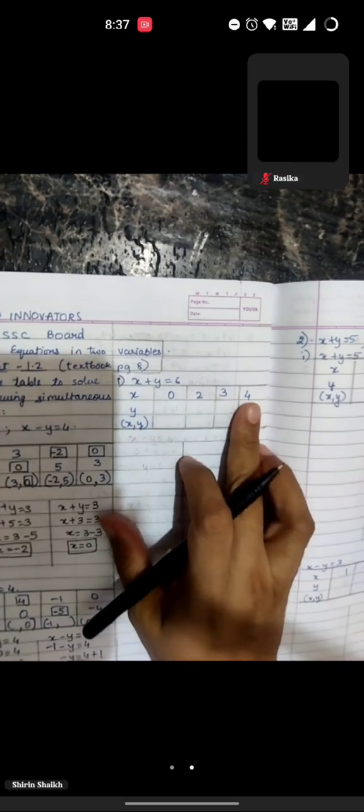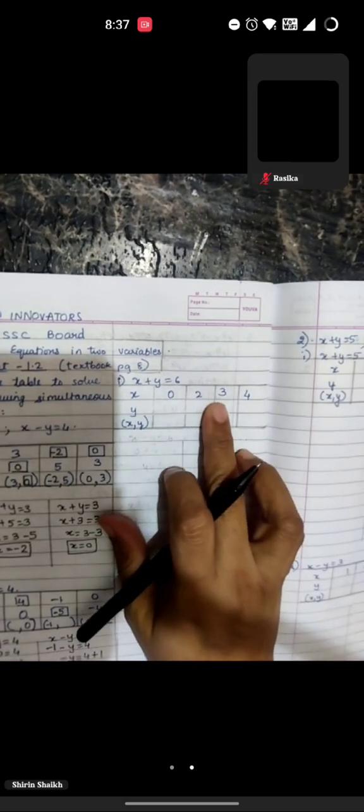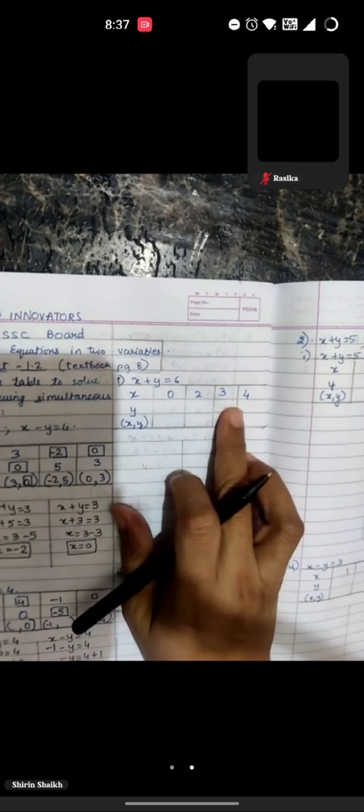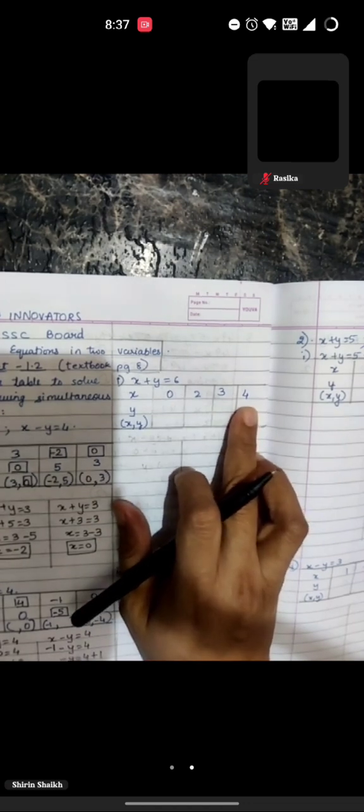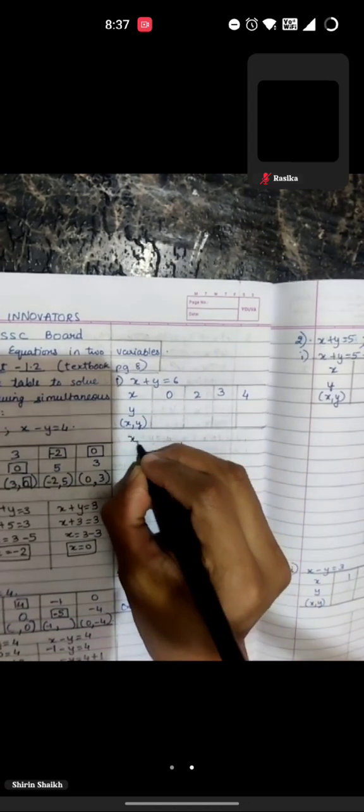I have also taken these numbers. These numbers I have taken on my own. This won't be provided for you in the examination. Okay, so I am solving this.